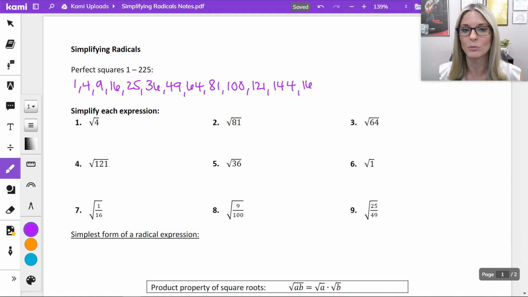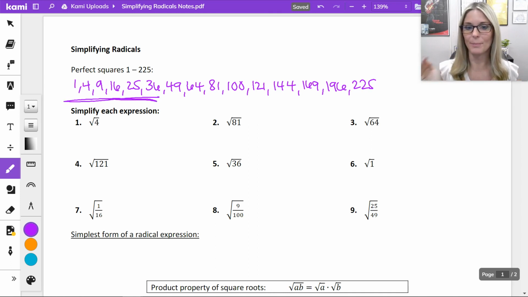13 times 13 is 169. 14 times 14 is 196. Notice there the 6, 9, and 9, 6. They just flip there. So if you can memorize one, you can get the next one. And then 15 times 15 is 225. So if you can get through 12, there's just a few more, 13, 14, 15, to get you that 225. Honestly, most of them that we need is going to be like 1 through 36 to help us simplify. Let's start with just some basic examples.